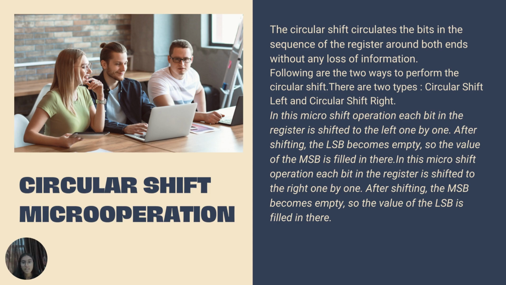Now, what is there in circular shift left? In this microoperation, the bits are shifted to the left one by one. After shifting, the LSB becomes empty, so the value of the MSB is filled there. What happens in right shift? Each bit of the register is shifted to the right one by one. After shifting, the MSB becomes empty, so the value of the LSB is filled in there. You cannot understand this by theory alone, so let us see the example of it.